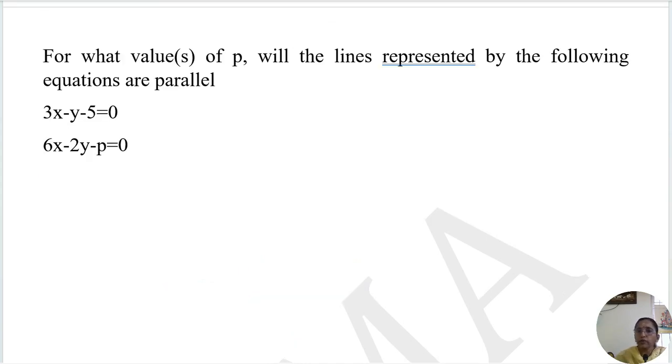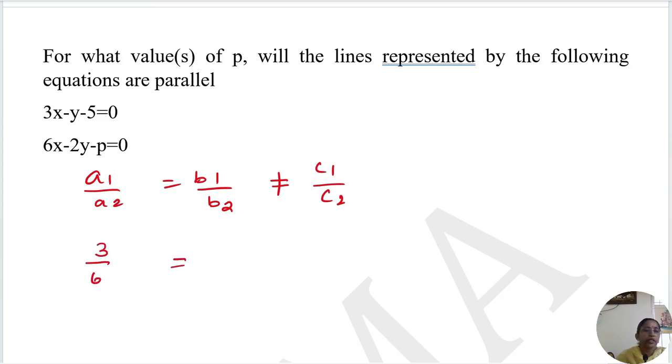For what value or values of p will the lines represented by the following equations be parallel? What is the condition for parallel? a1 by a2 is equal to b1 by b2 and it is not equal to c1 by c2. So this is our condition. Look at your data. Here it is 3 by 6 and it is minus 1 by minus 2 and it is not equal to minus 5 divided by minus p.